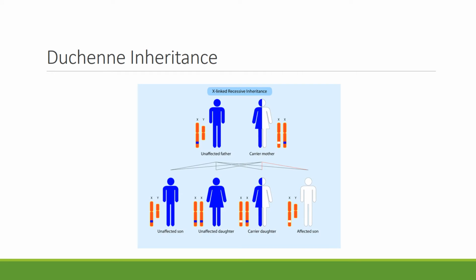This slide shows you the inheritance pattern of Duchenne muscular dystrophy. Duchenne muscular dystrophy is an X-linked recessive trait. That means that you need a father who's unaffected but carries the gene and a mother who is a carrier. The chances of them having a child with Duchenne muscular dystrophy is 1 in 4. The chance of them having a son with Duchenne muscular dystrophy is 1 in 2.